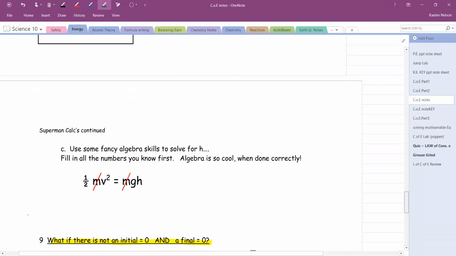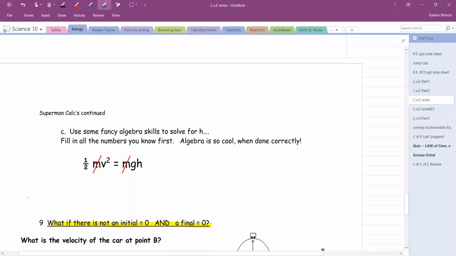Started our equation here. And now we're going to do our algebra for this equation. So I'm going to fill in 1/2. My velocity was 44 meters per second squared. Gravity is 9.8, and height is what I'm looking for.